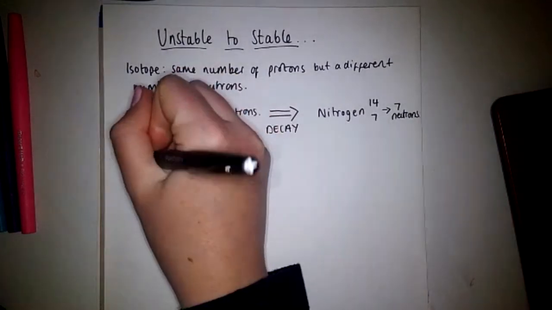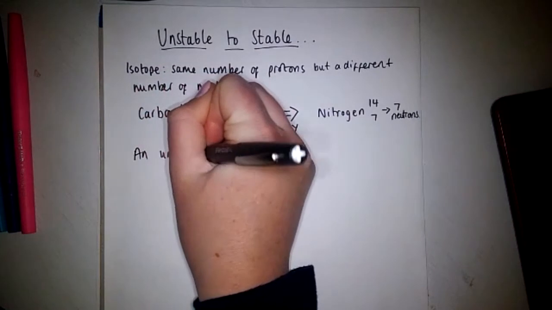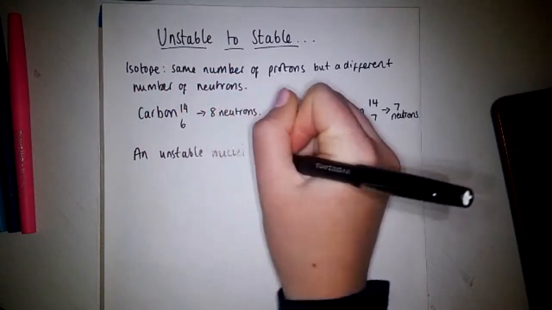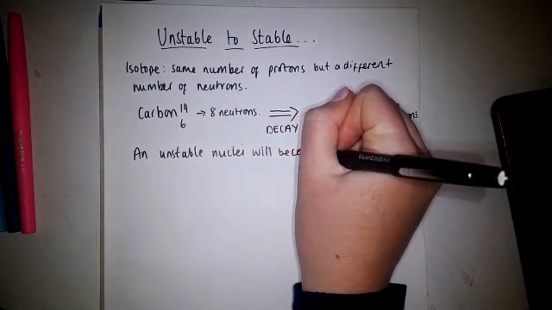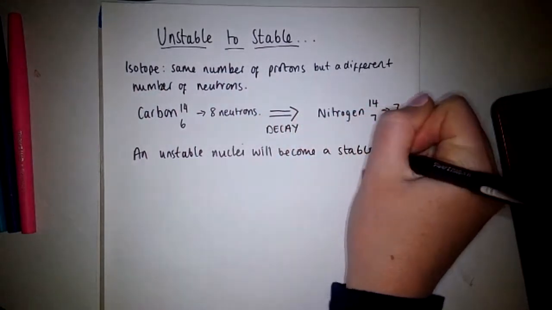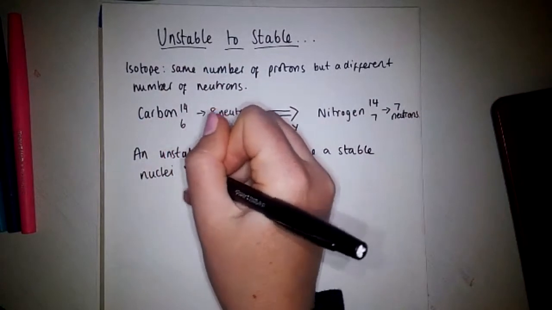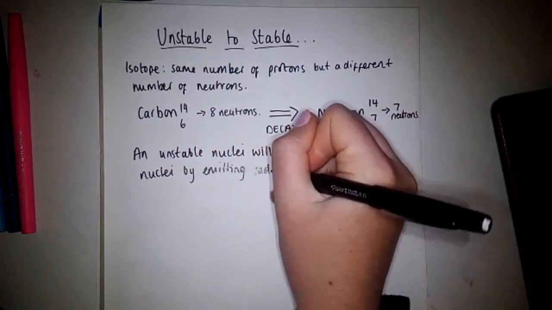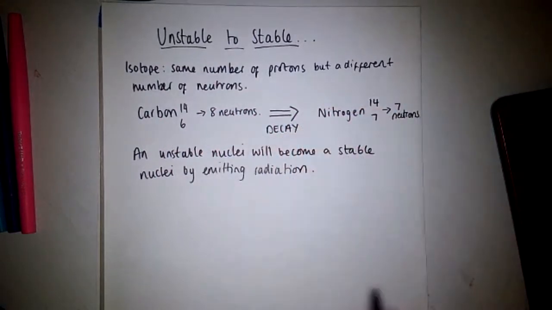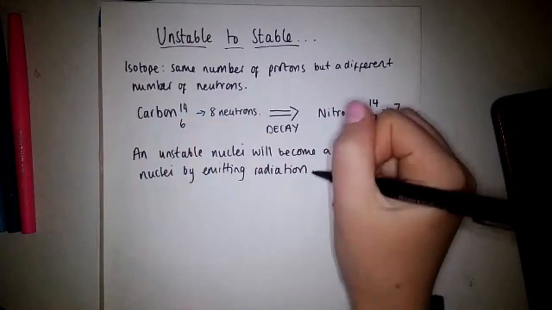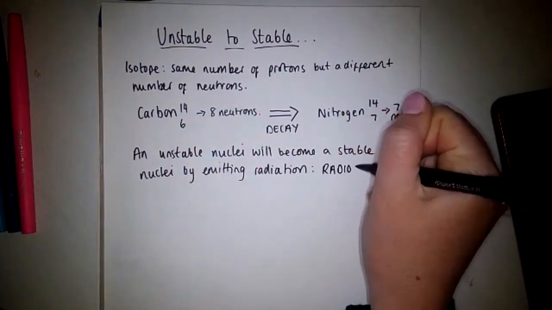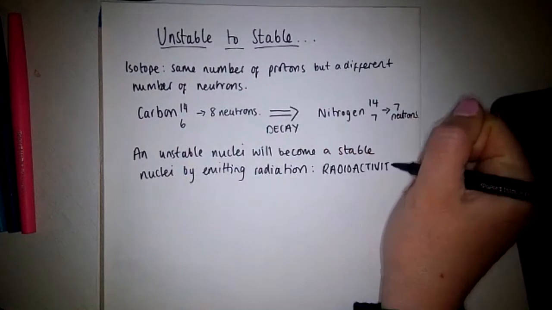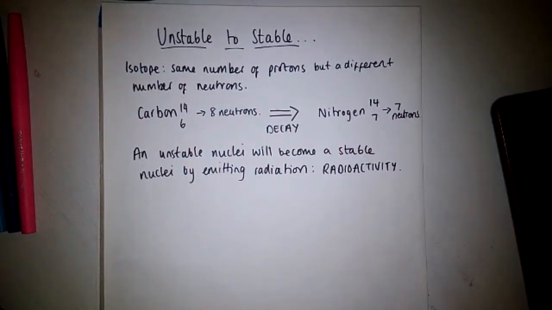So an unstable nucleus will become a stable nucleus by emitting radiation. Like we said, this comes in different varieties, but this whole concept is called radioactivity, the title of this whole unit. So that's radioactivity. So let's have a little look what else.